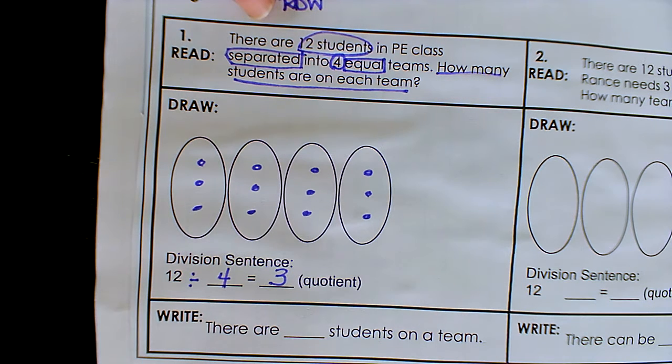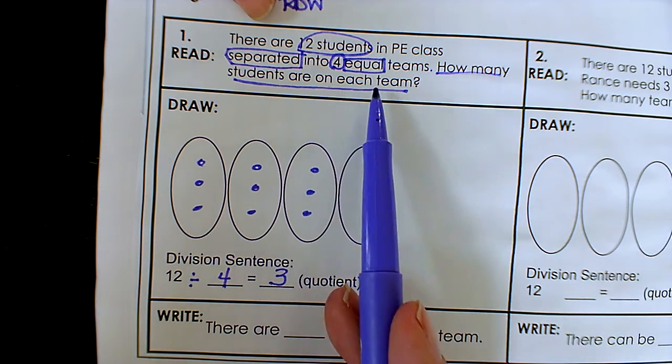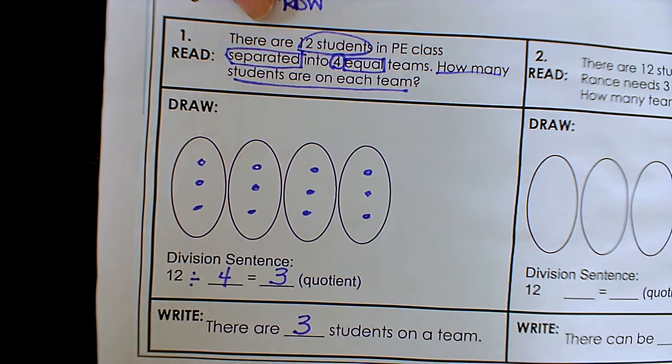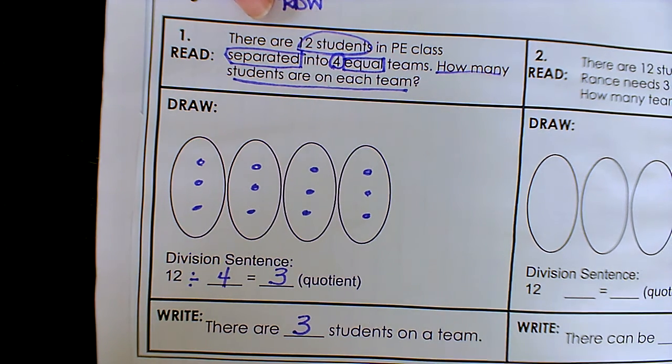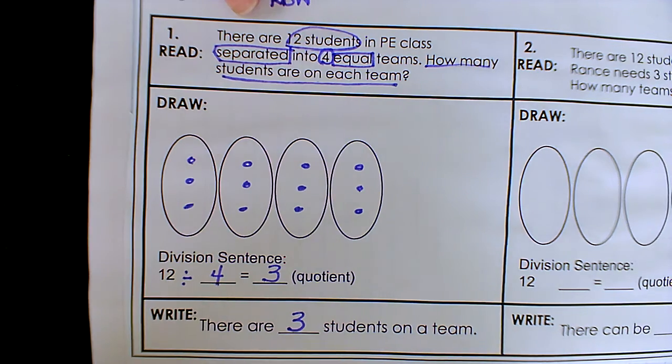So now I want to be able to put that into words and understand what they were asking me. My question says, how many students are on each team? So the 4 teams, and there are how many students on a team? Yep, you are right. There are 3 students on each team. Excellent. 12 divided by 4 equals 3.